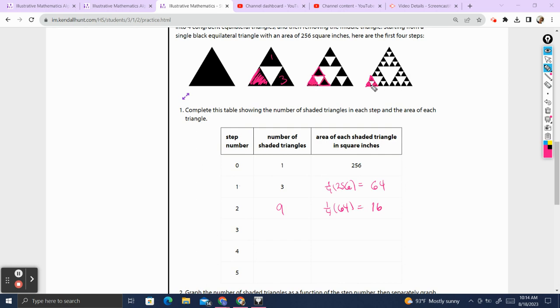So each shaded triangle got 3 more shaded triangles. That's 9 times 3, which is 27. And 1/4 times 16 gets us 4. Let's keep going. We don't have an image, but we can do it because we already know we multiply our number of triangles by 3, which gets us 81. And then for the area, we divide by 4, which gets us 1. We're going to multiply 81 times 3, which is 243, and then we divide by 4. And then that gets us the area of each shaded triangle.